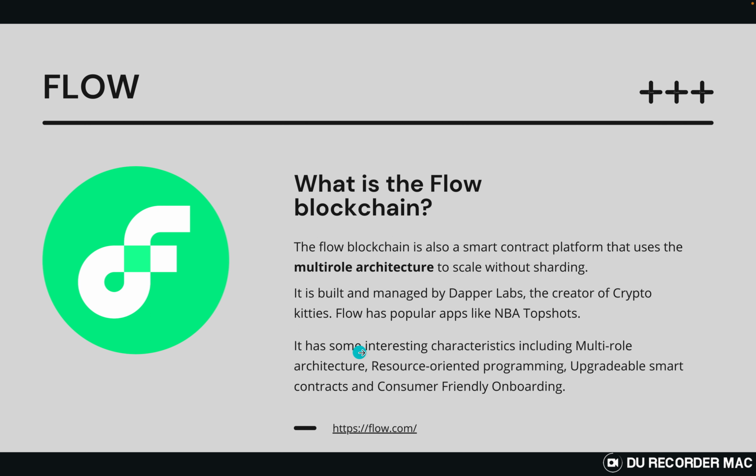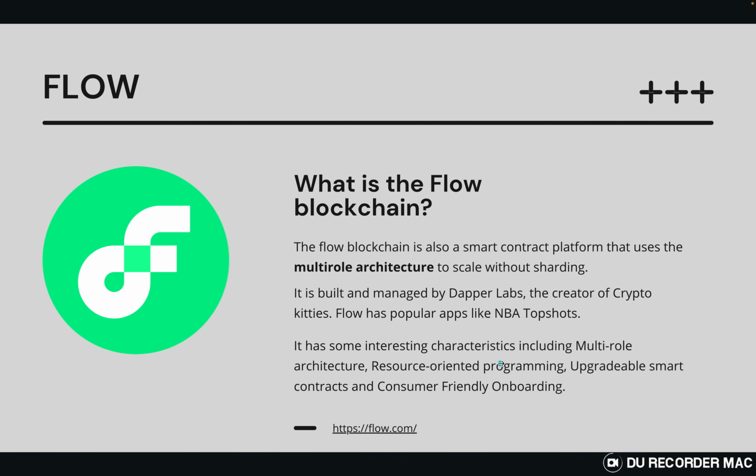So the Flow blockchain has some interesting characteristics, including multi-role architecture, which we already mentioned here, right? It is also resource oriented. It uses a resource oriented programming language. It also allows upgradable smart contracts, and has consumer friendly onboarding.